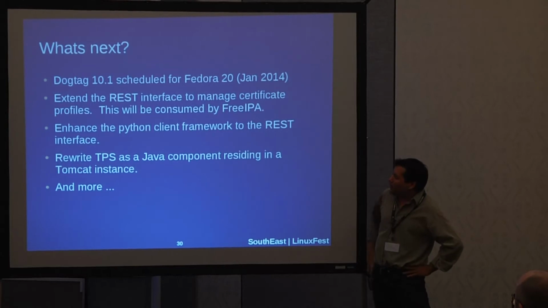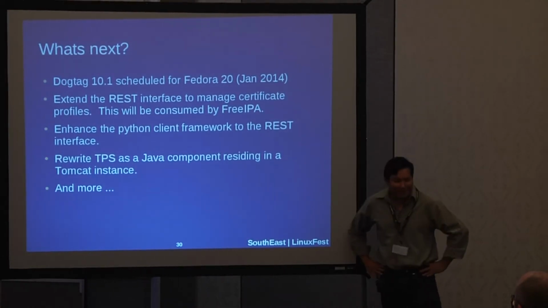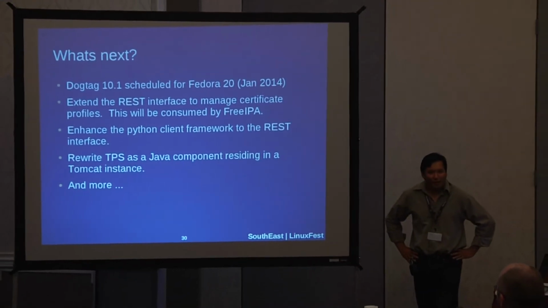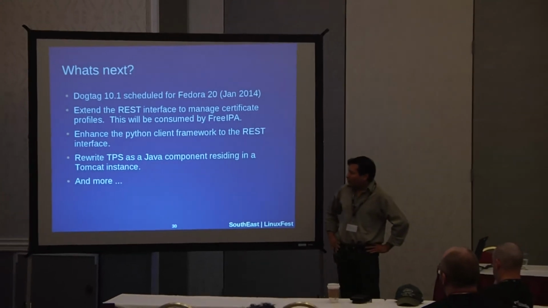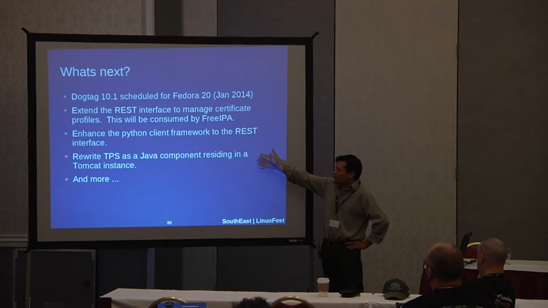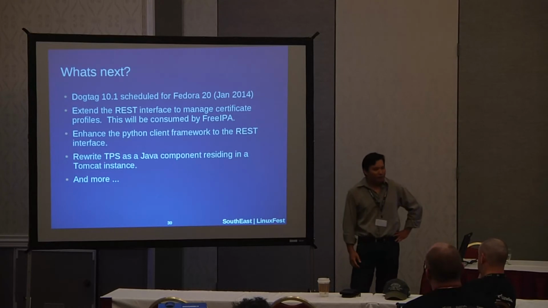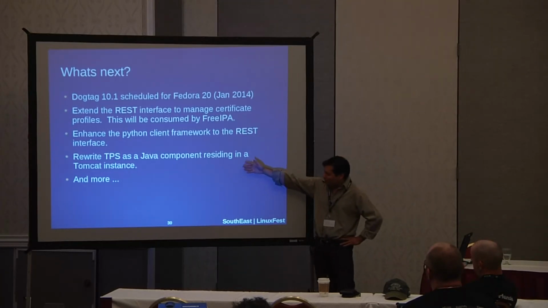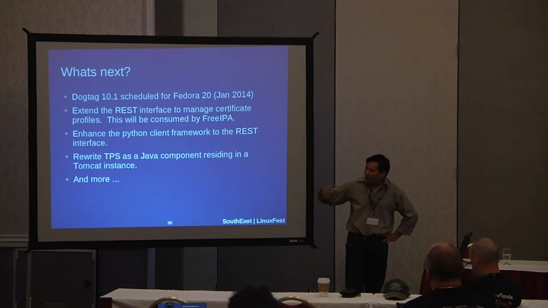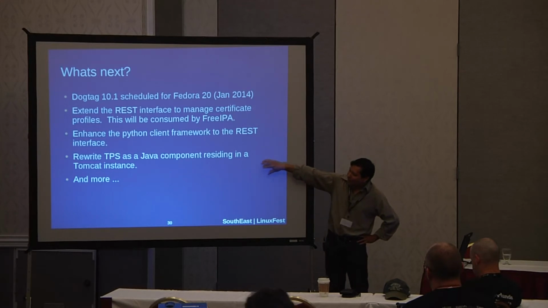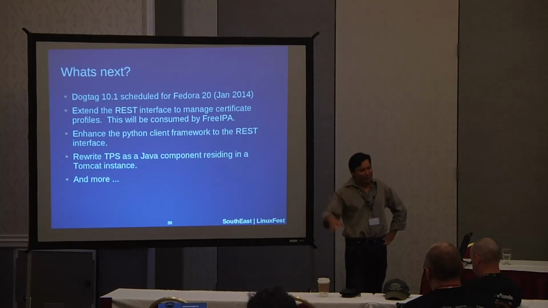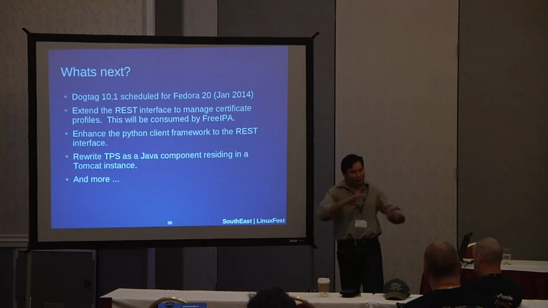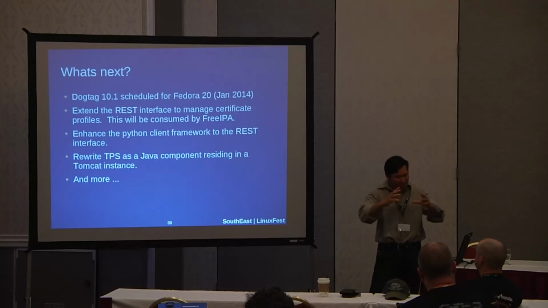We're going to enhance the Python framework so that it makes it at least as easy as the Java framework. And we're actually taking one of the components, the TPS, which is actually an Apache component right now. We're going to rewrite it as a Java component residing in a Tomcat instance. And if we do that, then we may be able to take that and put it in IPA and have IPA as a complete solution, one Tomcat solution for doing all of your token management in one shot.